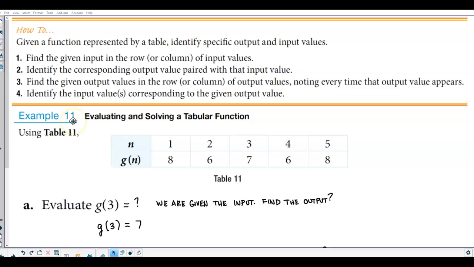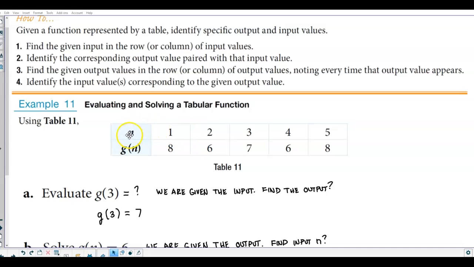So for example number 11, we're going to use table 11 to evaluate and solve a tabular function. So currently, n represents 1, 2, 3, 4, 5, and then g of n is equal to 8, 6, 7, 6, 8. So in the first example, what it's asking us is evaluate g of 3.